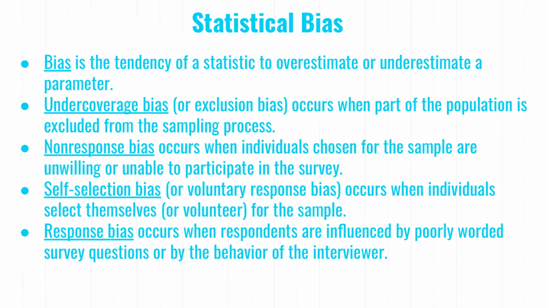A non-response bias occurs when individuals chosen for the sample are unwilling or unable to participate in the survey. Self-selection bias or voluntary response bias occurs when individuals select themselves or volunteer for the sample. So you should never really ask for volunteers because that's going to produce some misleading results. Response bias occurs when respondents are influenced by poorly worded survey questions or by the behavior of the interviewer.